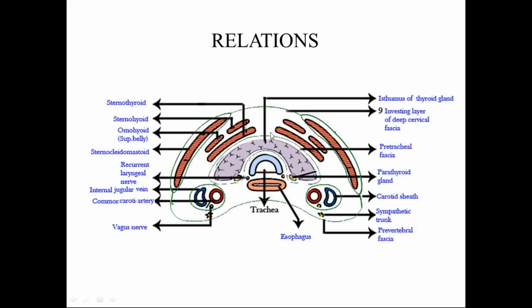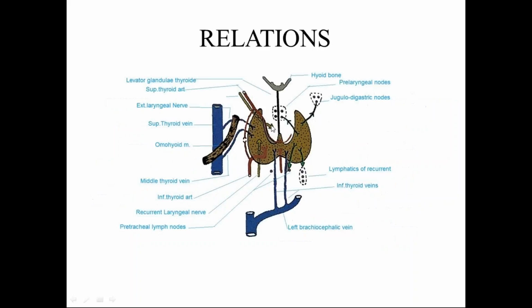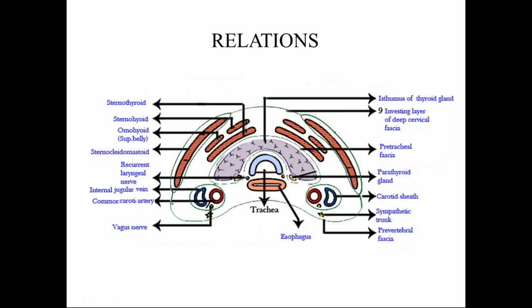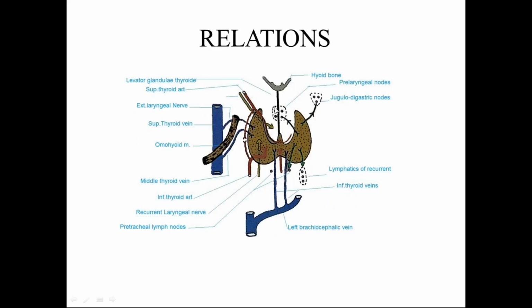And anteriorly, it is related to these muscles, sternothyroid, sternohyoid, and here you will have one very important vein, that is the anterior jugular vein. Anterior to this, you have skin and superficial fascia. So the relationships of the isthmus: posteriorly is trachea, and anteriorly you have sternothyroid, sternohyoid, skin, superficial fascia and anterior jugular vein.